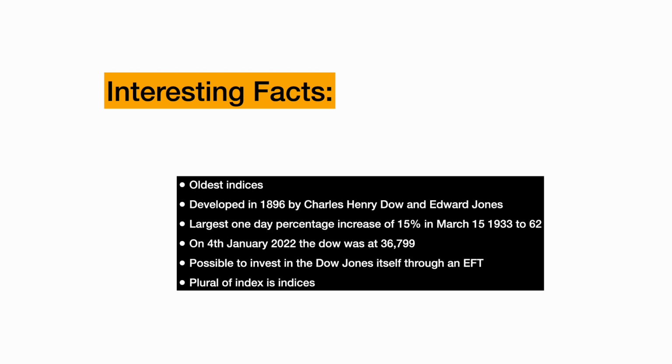On March 15, 1933, the largest one-day percentage gain in the index occurred during the 1930s bear market of more than 15%. The Dow closed at 62 on that day. And on the 4th of January 2022, the Dow was at 36,799.